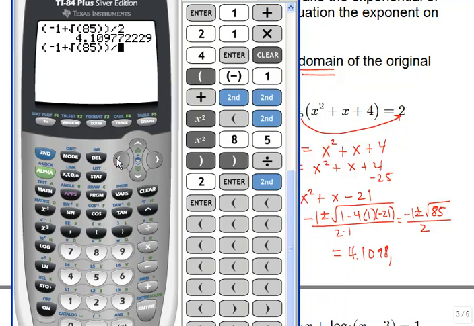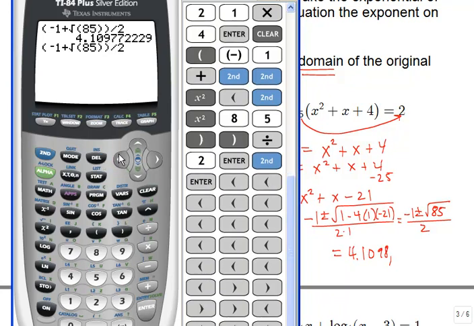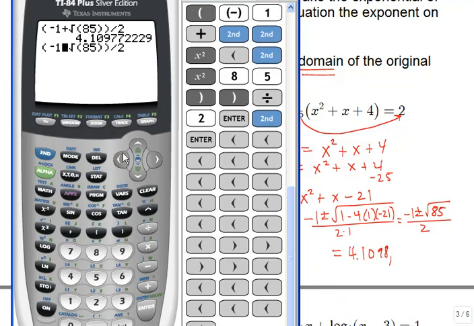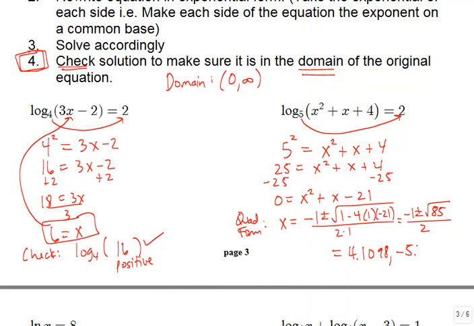Sorry, my pen again is being frustrating. And just back up and change that plus to the minus case. And the other decimal that we get is negative 5.1098.